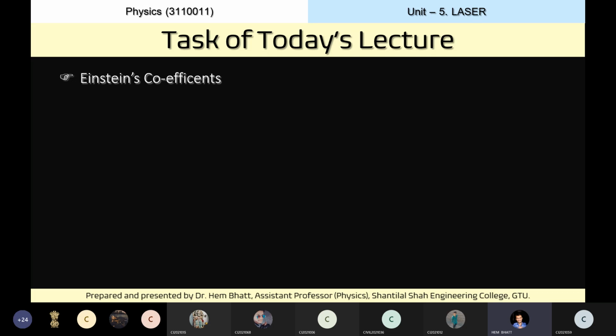Can we produce laser from a piece of paper? Can we produce laser from say glass? Can we produce laser from any rubber? So if you want to find out the answer to that question, you will have to see how much is the probability for spontaneous emission, how much is the probability for stimulated emission.